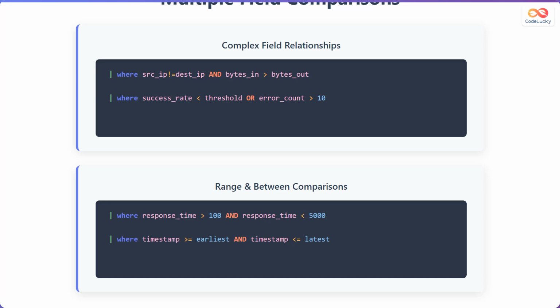| where response_time > 100 and response_time < 5000 defines an acceptable performance window. Time-based filtering with | where timestamp >= earliest and timestamp <= latest creates temporal boundaries. These multi-field comparisons enable sophisticated analysis that goes far beyond simple keyword searches.